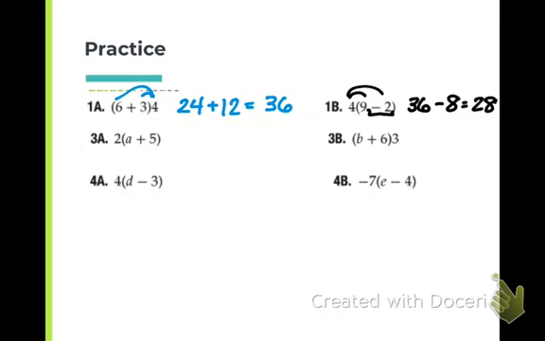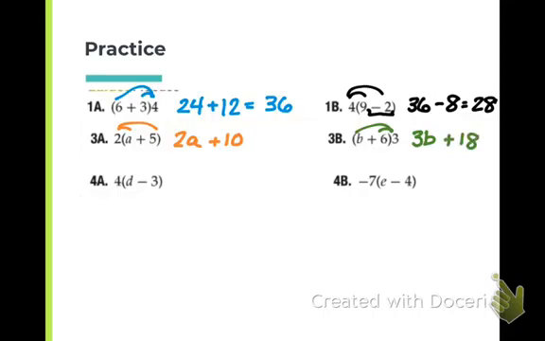All right, moving on to 3A. 3A, I'm going to take that 2 and distribute. So I've got 2 times A, which is 2A, and I have 2 times positive 5, which is positive 10. And I cannot go any further because I don't know what A is. So 2A plus 10 is my answer there. On 3B, I'm going to take that 3 and distribute. So I have 3 times B, which is 3B. And I have 3 times positive 6, which is positive 18.